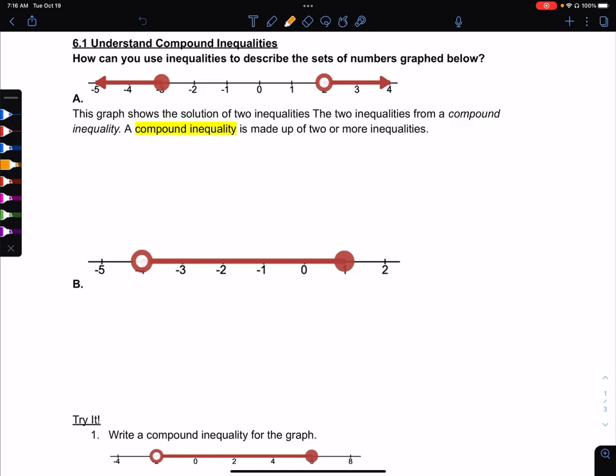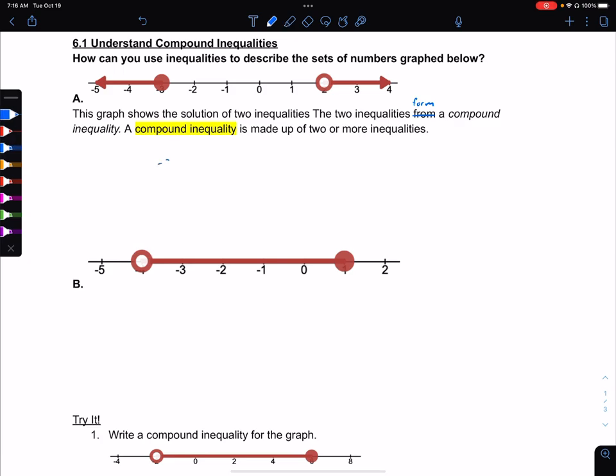Right? So if you think about it, we have kind of a piece here on the left, and we have a piece here on the right. So the two inequalities form a compound inequality. And what a compound inequality is, it's made up of two or more inequalities. Compound, think like compound word, two words put together. A compound inequality is two or more inequalities. What we want to do is come up with something for each piece.